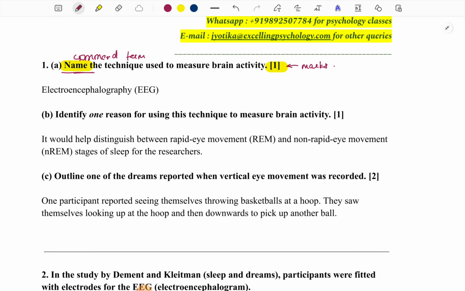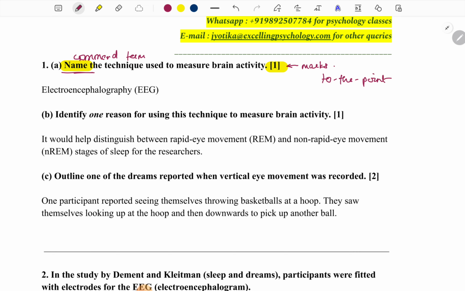A name command term demands that you straight away answer what is asked in the question, strictly in a word or two, whatever is required, and not write complete sentences or give any explanations. And evaluation, definitely not. It's a very straight to the point answer which you have to write.